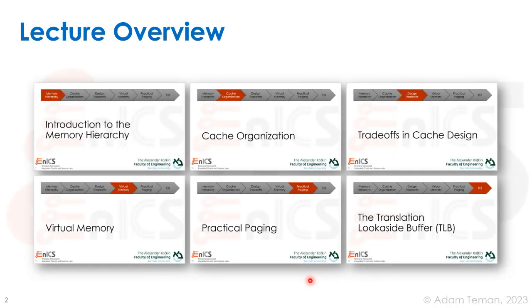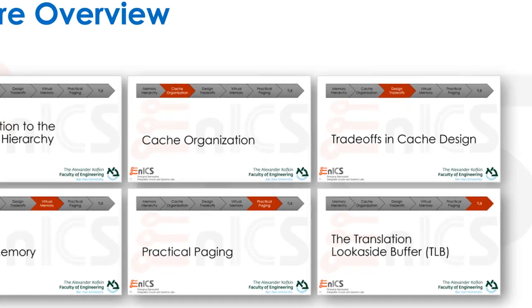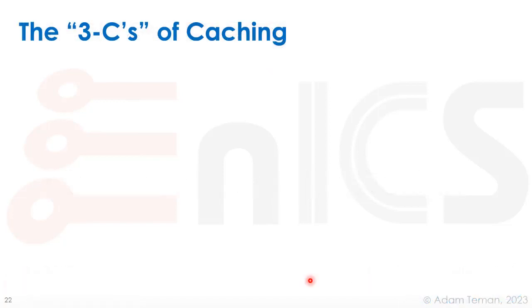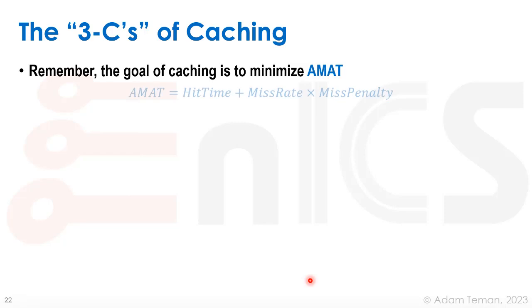Now that we know what a cache is and what its basic organization is, we're going to be going into trade-offs in cache design, which will wrap up our discussion of caches before we move into virtual memory. There's something that we call the 3 C's of caching, and they are related to our goal, which is to minimize the AMAT, or the hit time plus the miss rate times the miss penalty.